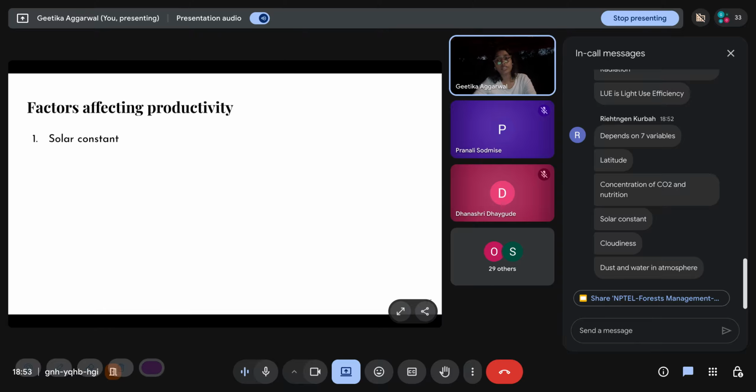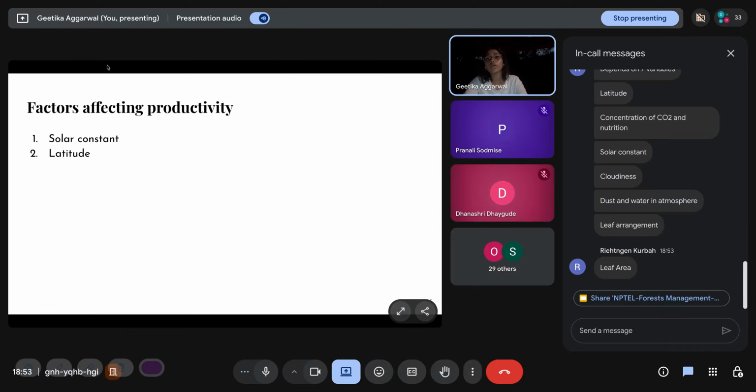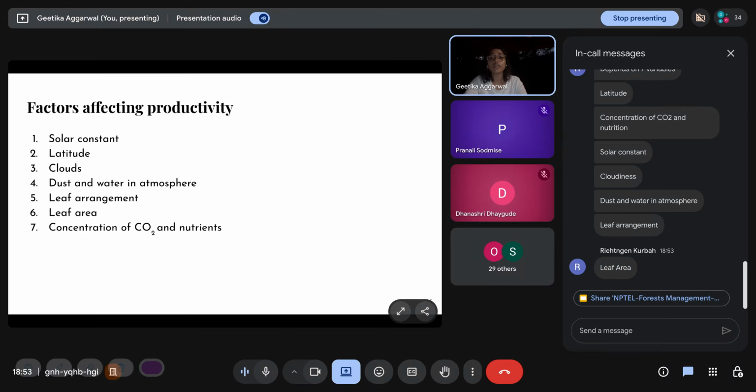So one of them is solar constant, which is actually the average amount of electromagnetic radiation or the average amount of sunlight that reaches per unit area. That would be the solar constant. Or the latitude where the forest or plant is located, the cloudiness of the area, the amount of dust and water present in the atmosphere, what is the leaf arrangement of the plant, what is the area per leaf of the plant, and what is the concentration of carbon dioxide and the nutrients. So as you might be able to guess, how these different things affect is like solar constant.